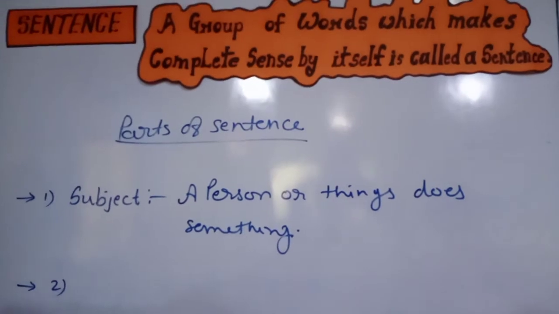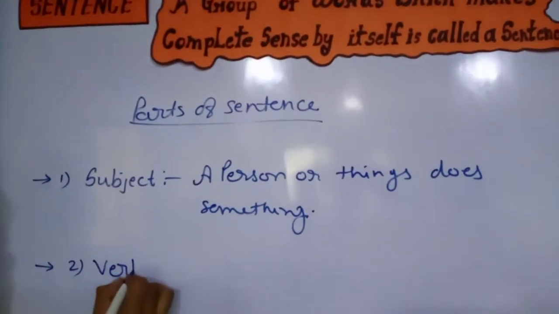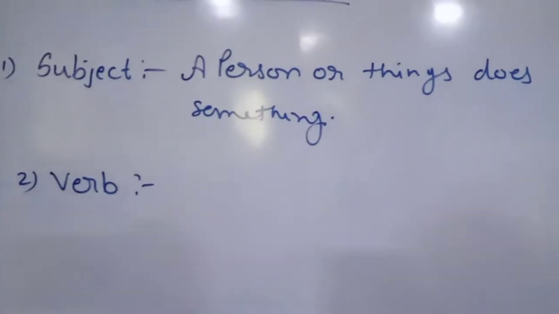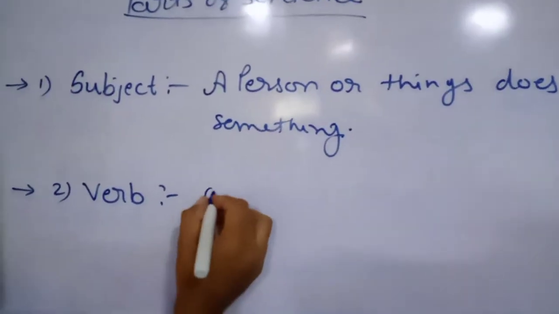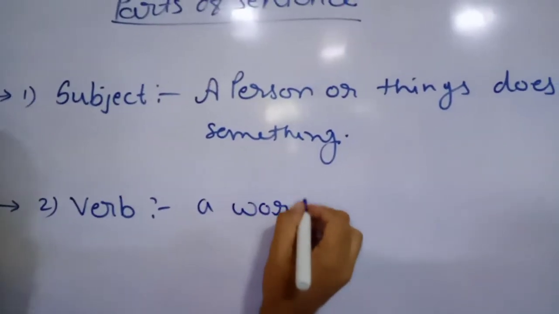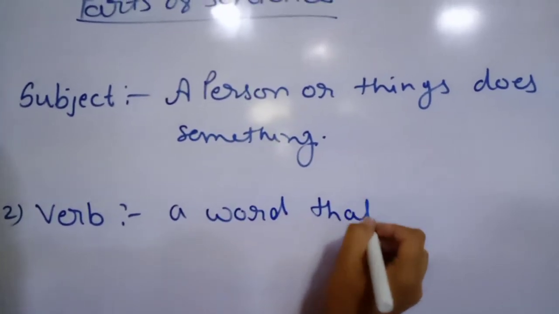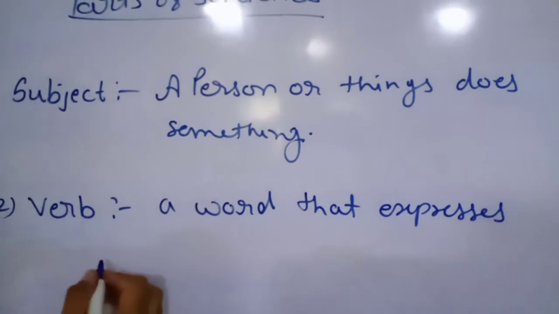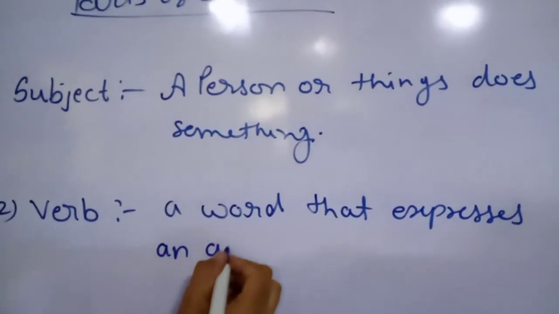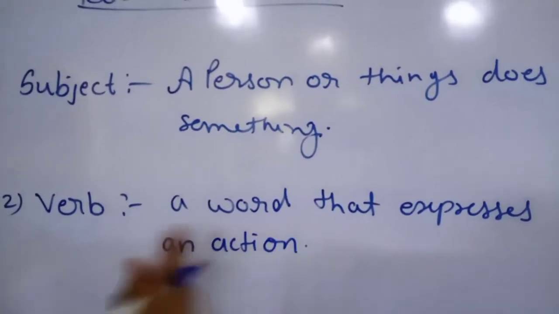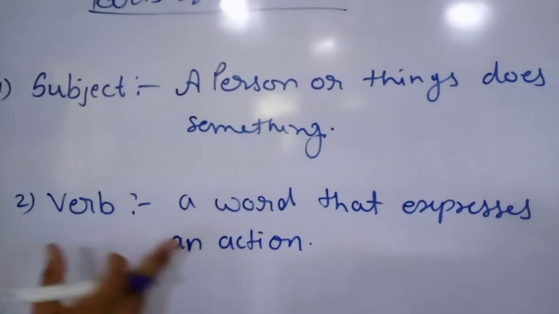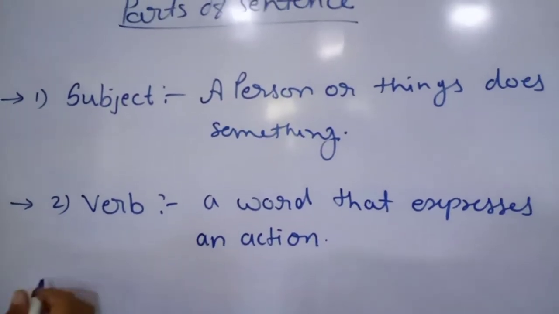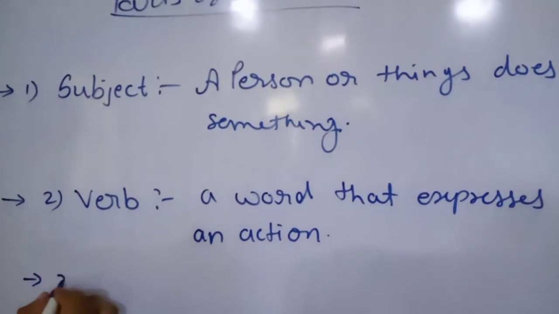The second one is verb. A word that expresses an action, that is called a verb. Means we have a word that expresses which kind of action is going to be done in the sentence.